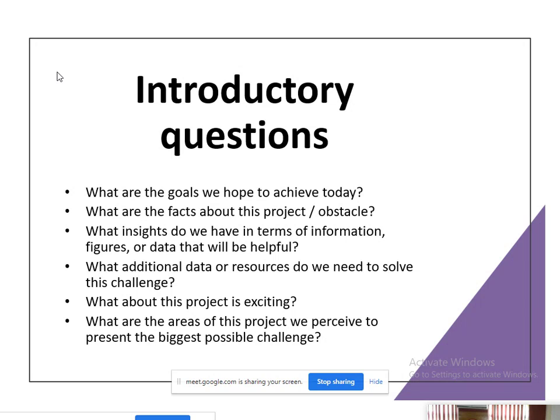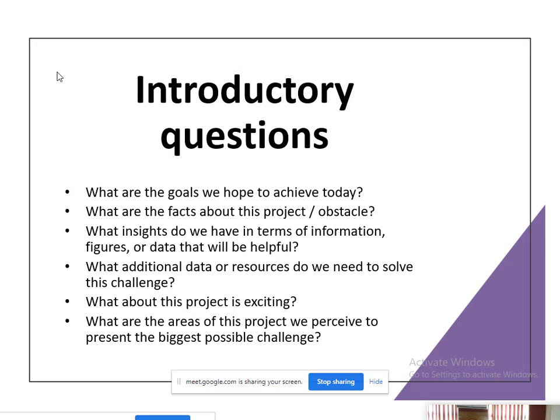So next point is, what are the facts about this project and obstacles? Whenever we launch a project or a product, we should see the obstacles also. We should always have a plan B also. Whenever it may fail, at the same time we should have the capability, or the good brainstorming ideas, to come up with a solution to that obstacle of the project.